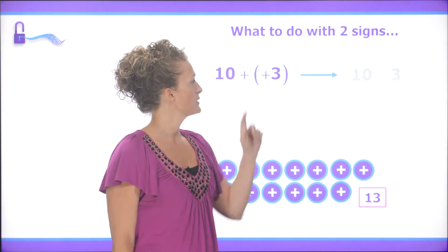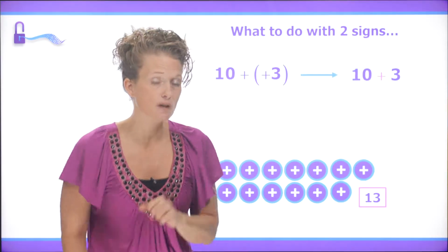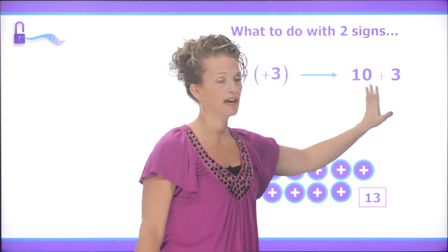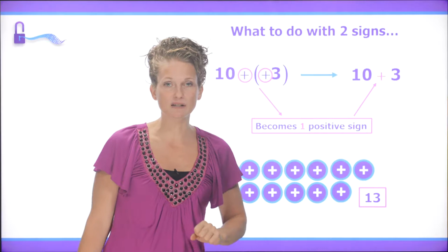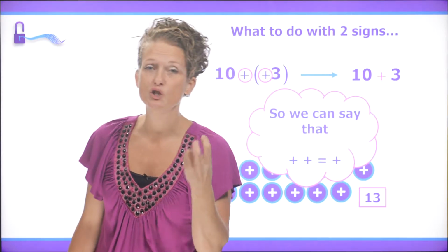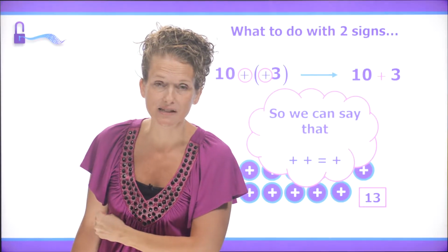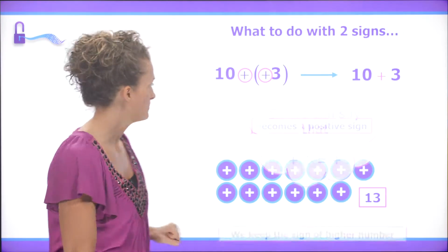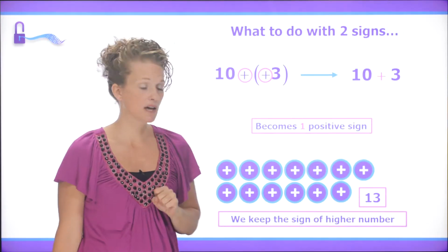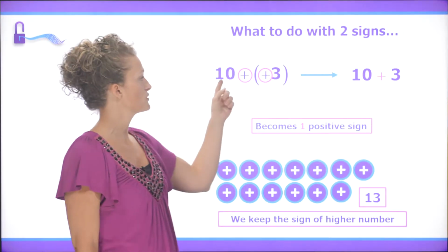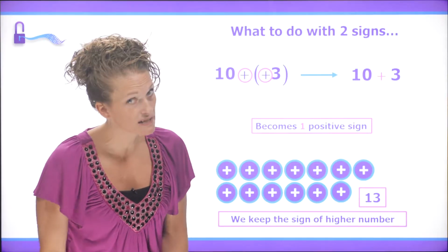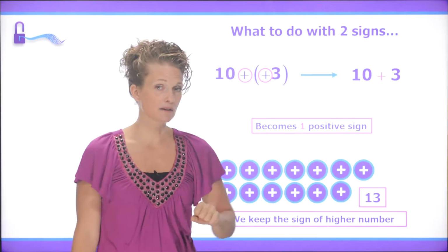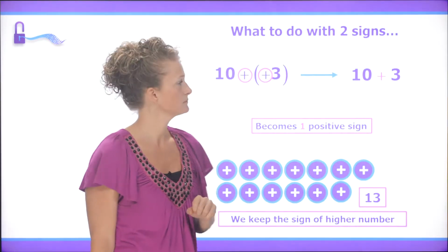So what does this tell us? Well, this tells us that 10 plus positive 3, another way to say that is 10 plus 3. So these two signs become one positive. What we can say is when you have two positive signs side by side, they become one positive sign. And we keep the sign of the higher number. If you look between 10 and 3, 10 is the bigger number. 10 is a positive number, so our answer is also going to be positive.